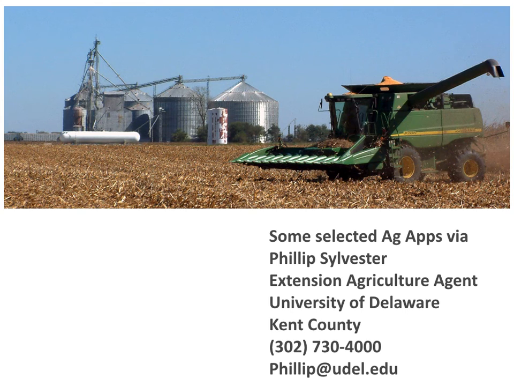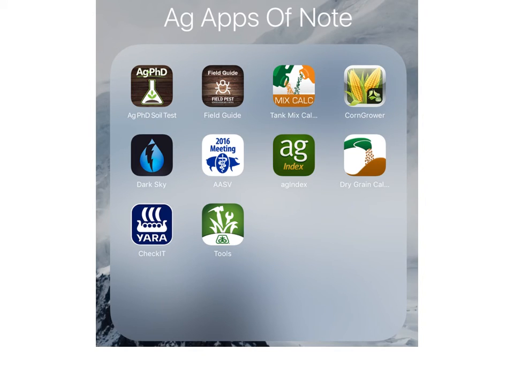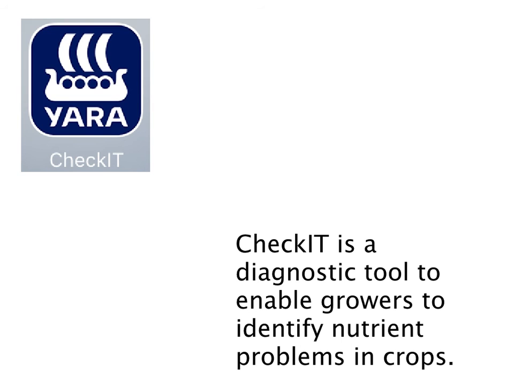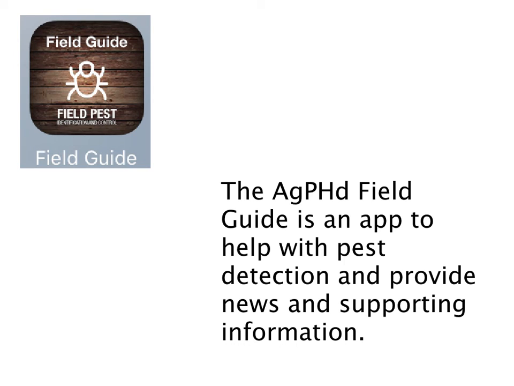These next set of slides actually are app recommendations that come from Philip Sylvester, an agricultural extension agent from the University of Delaware. I'll walk through each of these. These are ones that he recommended that are nice to have on hand. Check It, which is a diagnostic tool to enable growers to identify nutrient problems in crops. There's the Ag PhD Field Guide, which is really an app to help with pest detection and provide some news and supporting update information.